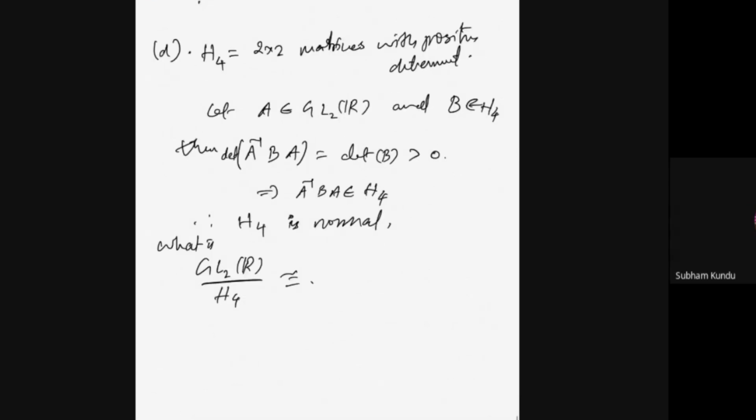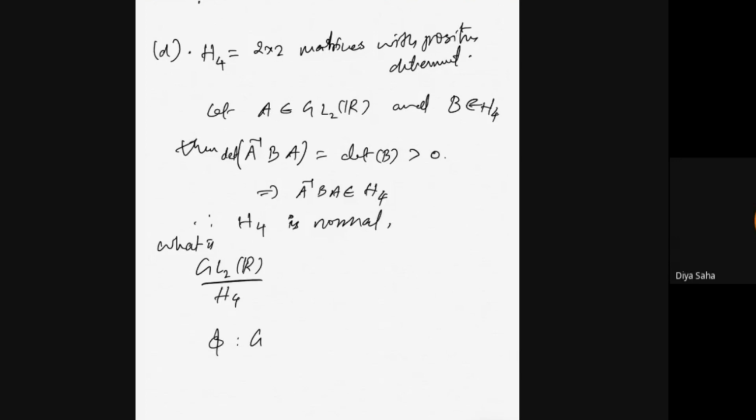For that, maybe you find a group homomorphism whose kernel is H4 to a suitable space. Sir, we can map the positive determinants to 1 and the negative determinants to 0. So we can find that GL2R by H4 is isomorphic to Z2.